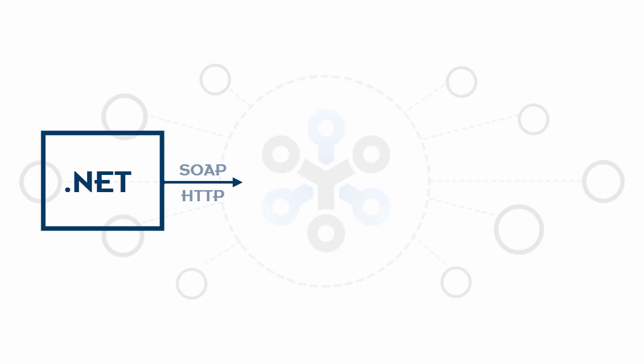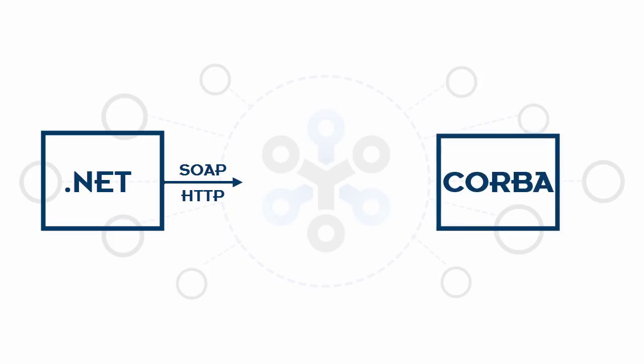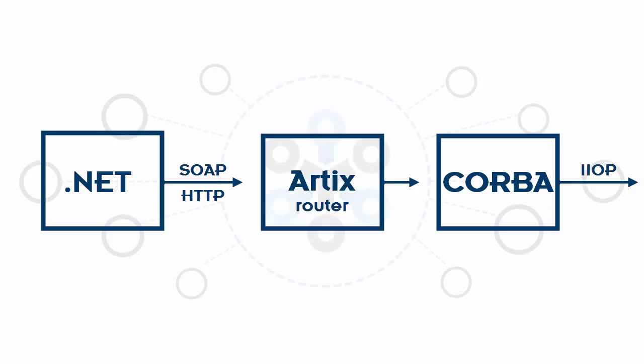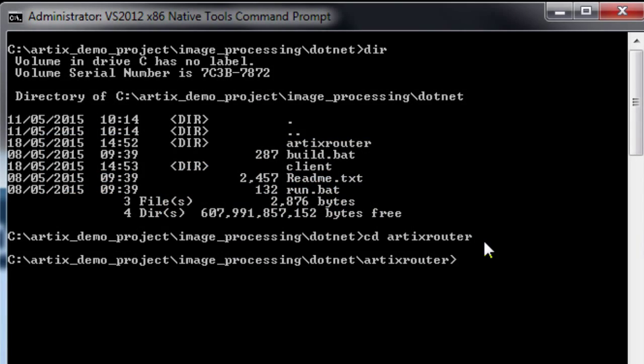In this example, the .NET application is communicating using SOAP over HTTP, with the advantage that your existing CORBA application requires no changes. It still communicates using the IIOP protocol. Therefore, we need something to bridge these different technologies. This bridging is done through the Artix router, which we'll now start looking at with its associated build.xml file.